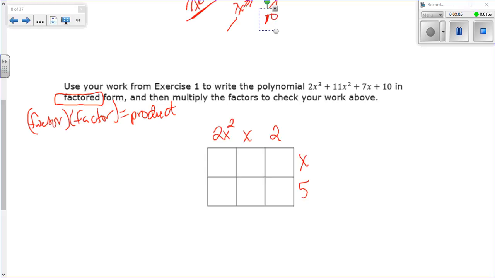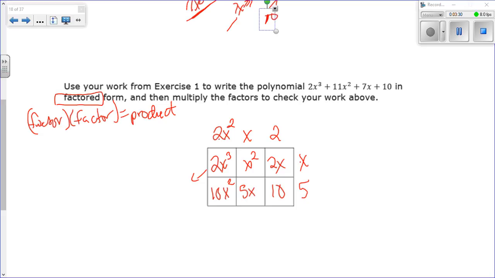So we just need to do the box method from the other day. So x times 2x squared is 2x cubed. X times x is x squared. 2 times x is 2x. And then 2x squared times 5 is 10x squared. X times 5 is 5x. 2 times 5 is 10.